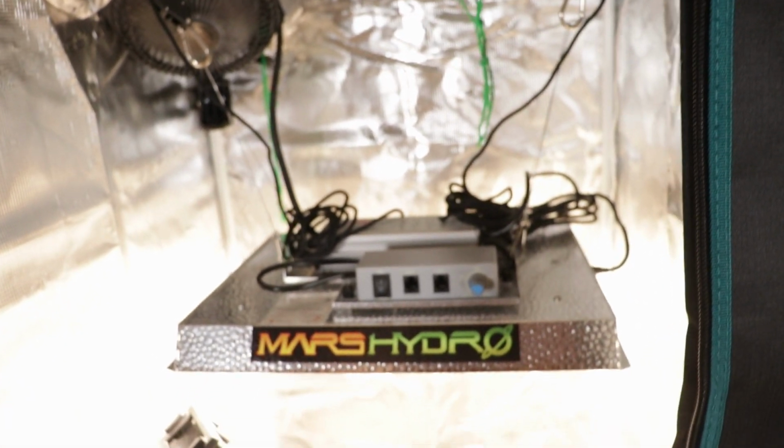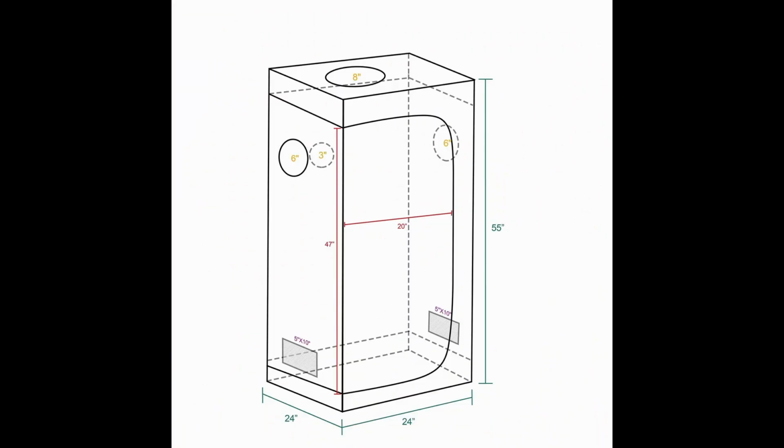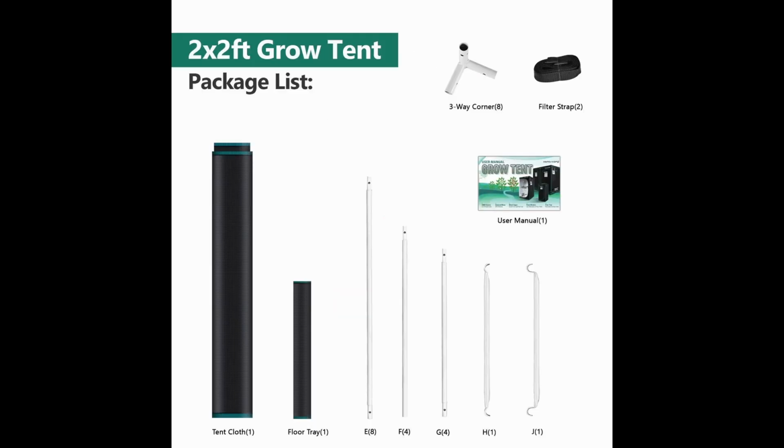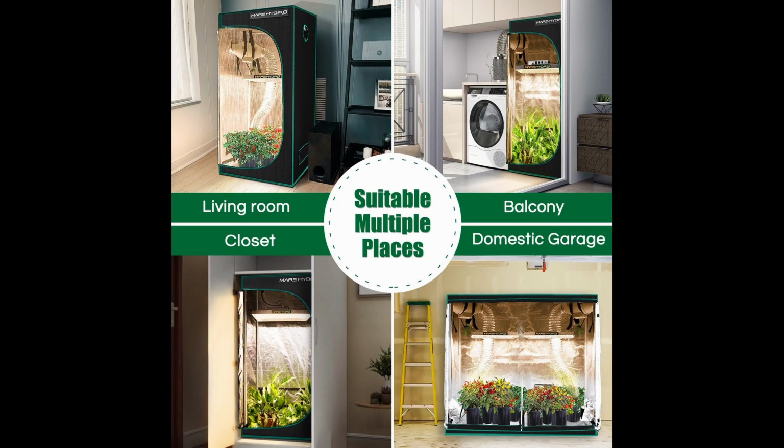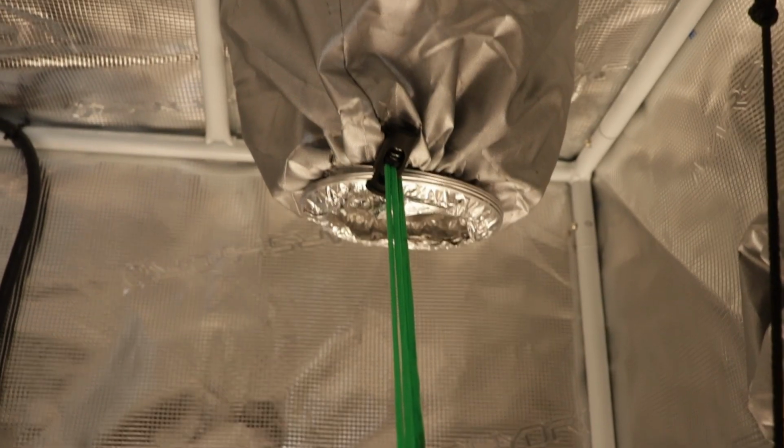In the event of a quality issue, they additionally provide a 30-day unconditional return. At just under $83 Canadian, the Mars Hydro 2 foot by 2 foot by 4.5 foot grow tent is a great value and can be placed almost anywhere without getting in the way.